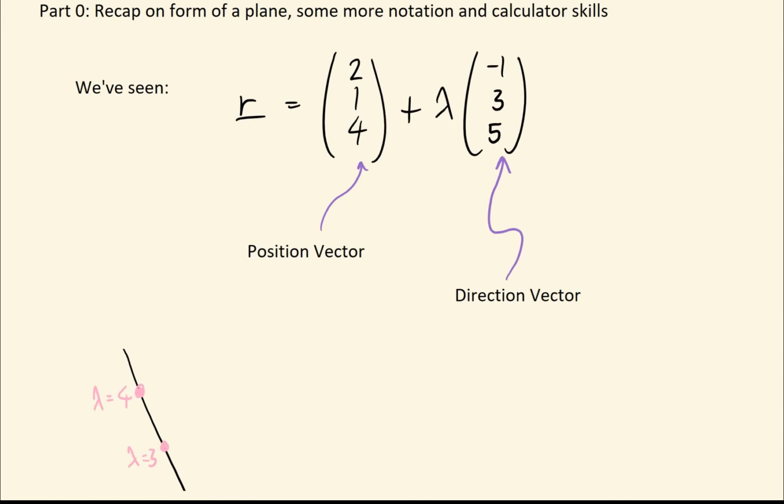I'm going to start with some recap. We've basically got 3 things to do today, which is going to look at angles and perpendicular distances.